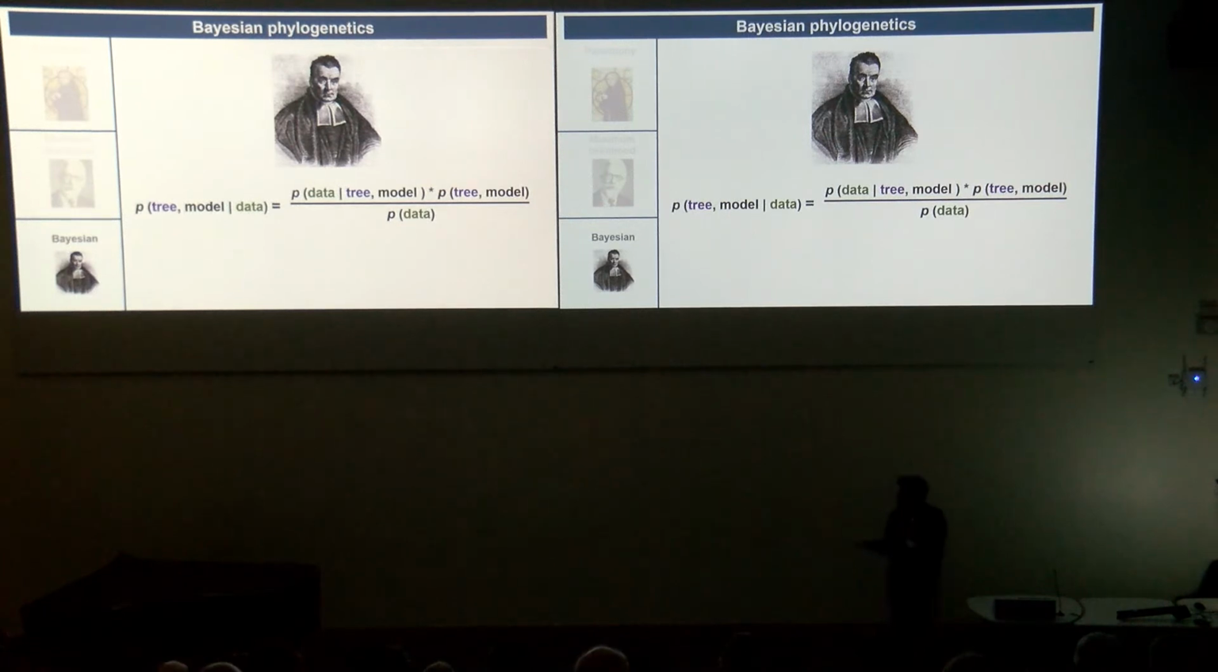So the final method we're looking at is Bayesian. And this is just a Bayesian formula. So here we're trying to maximize our hypothesis in terms of the tree, given our data. And that's just equal to the likelihood multiplied by the prior probabilities of our tree and model divided by the probability of the data, which is also known as the marginal likelihood.